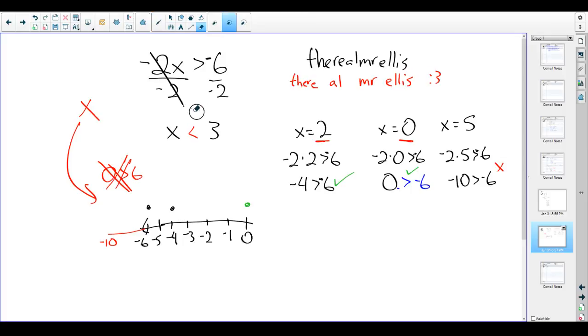So what happened was our sign went from being greater than to being less than. And that happened because we divided by a negative number.